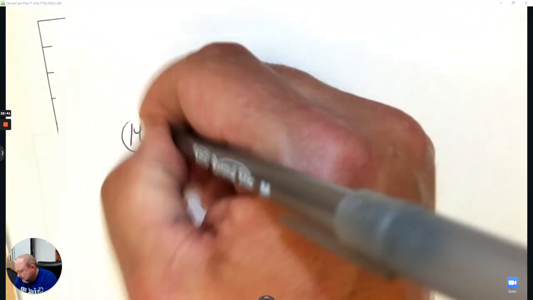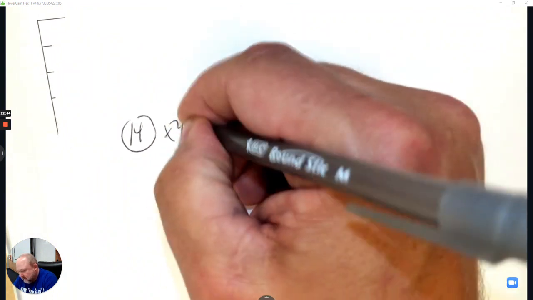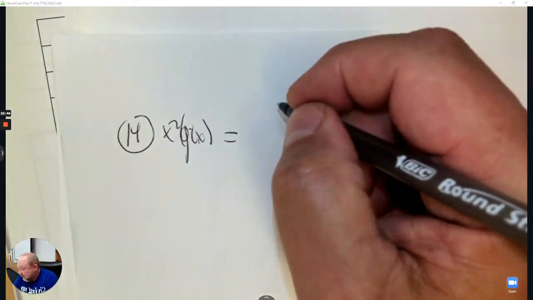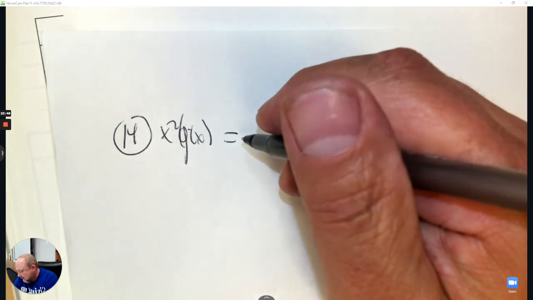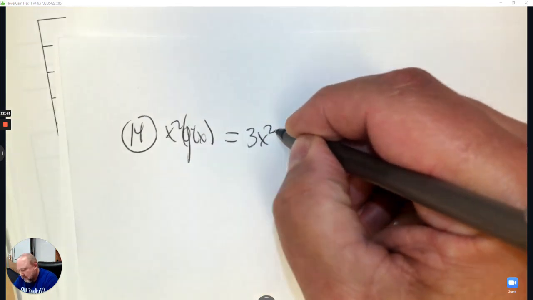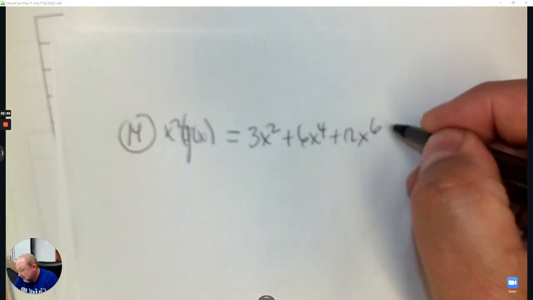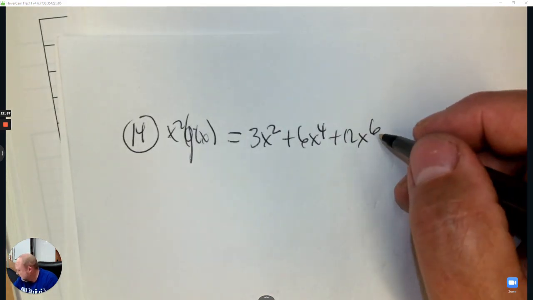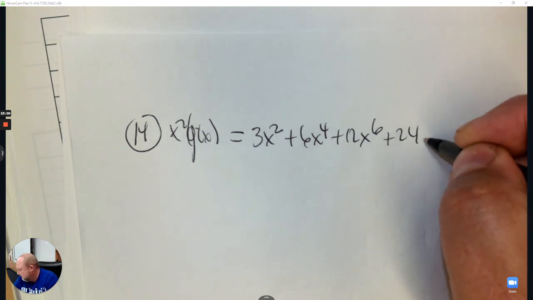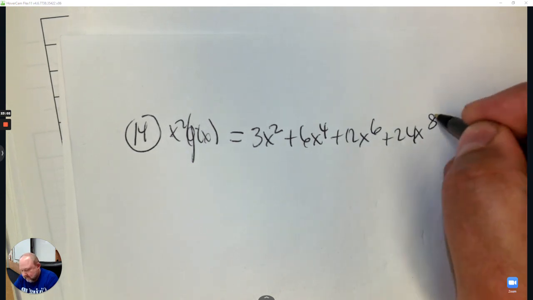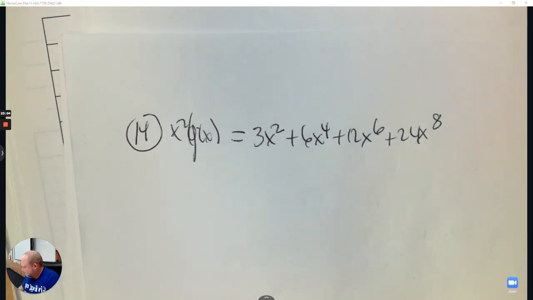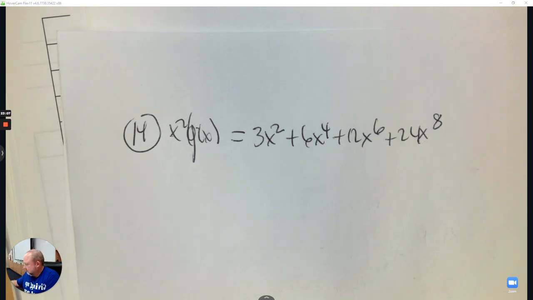All right, number 14. Show 4 terms of x squared g of x. So you take each term and just multiply it by x squared. So that's going to be 3x squared, 6x to the 4th, 12x to the 6th. Remember the next one was what, 24? 24x to the 8th.